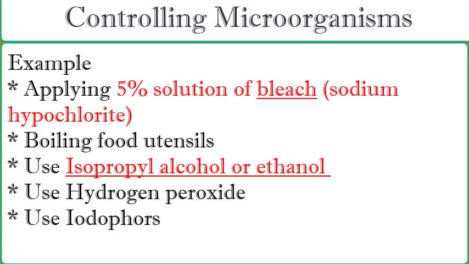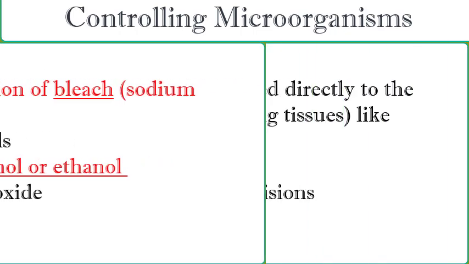Examples of disinfectants are applying a 5% solution of bleach or sodium hypochlorite on tables, boiling food utensils, immersing thermometers in an isopropyl alcohol or ethanol solution between use, using hydrogen peroxide, and using iodophors.